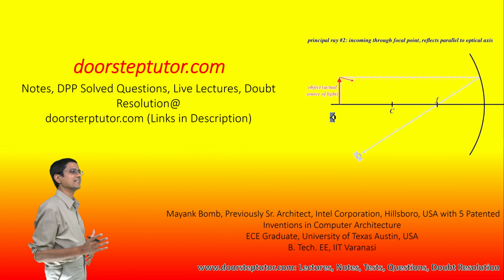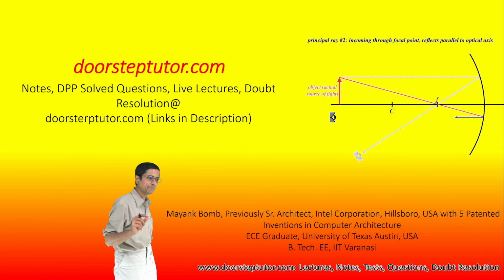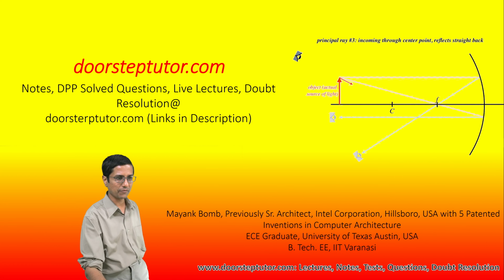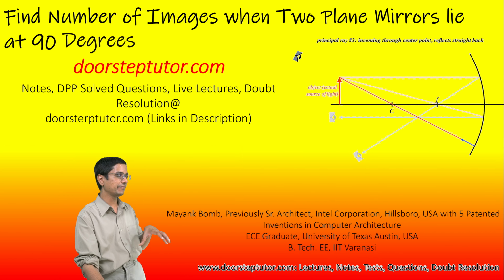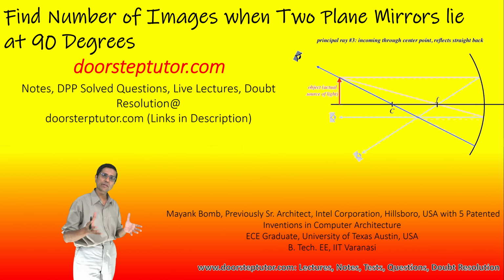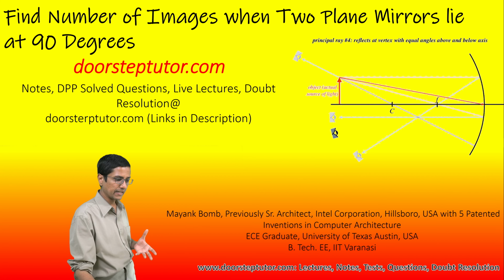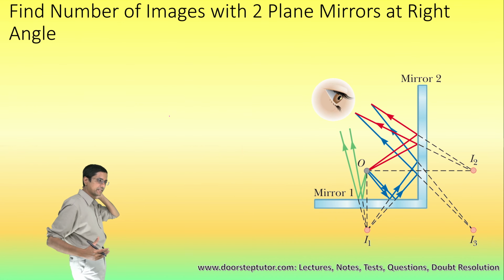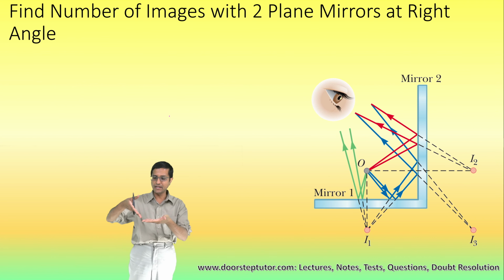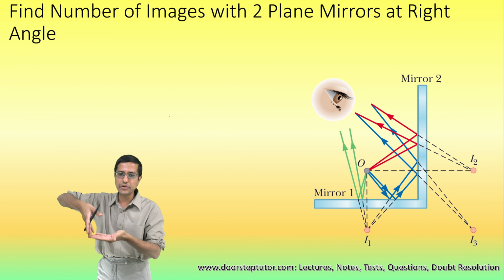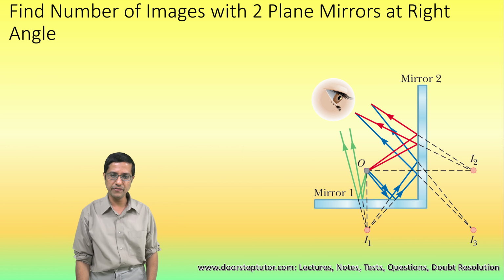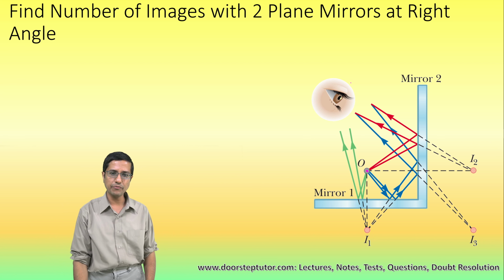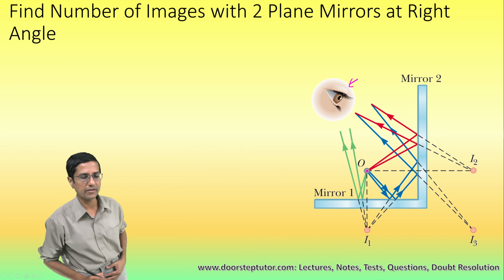We'll solve a very simple numerical using plane mirrors and our techniques of ray optics. We are being asked to find the number of images observed by a person when two plane mirrors are at 90 degrees. So this is the setup. We have two plane mirrors at 90 degrees to each other, and I have placed an object between them.